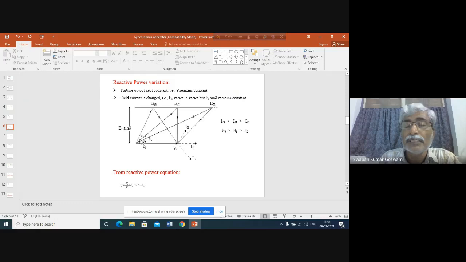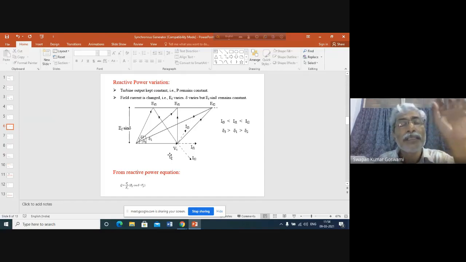Why does the delta value decrease and increase in this way? Because we are controlling the field current, and indirectly controlling delta, in such a way that the perpendicular component of these phasors, EF1, EF2, or EF3, whatever it may be, has the same value. That means EF sine delta is the same. Why does EF sine delta have to be kept the same? Because we want to keep the active power output constant.